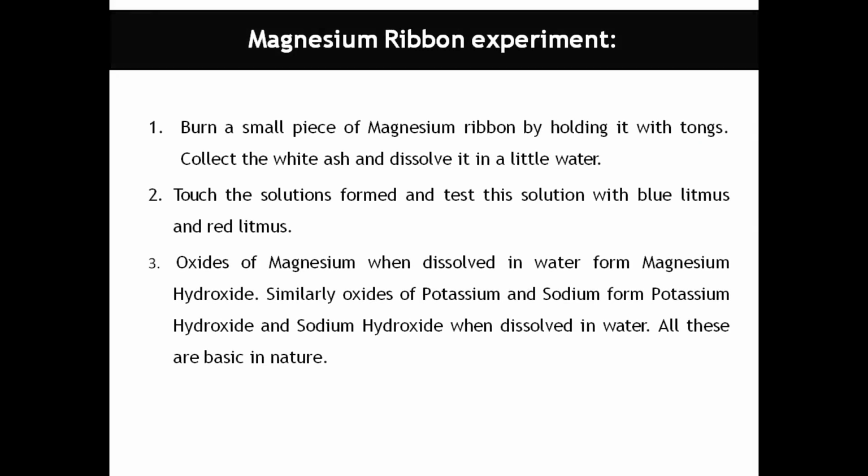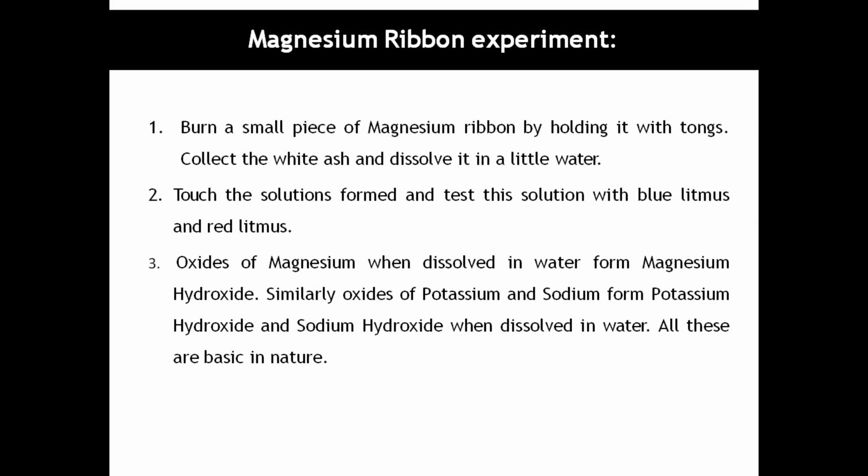Now coming to the magnesium ribbon experiment. Burn a small piece of magnesium ribbon by holding it with tongs. Collect the white ash and dissolve it in a little water. Touch the solution formed and test this solution with blue litmus and red litmus.